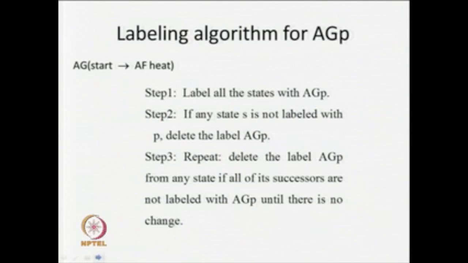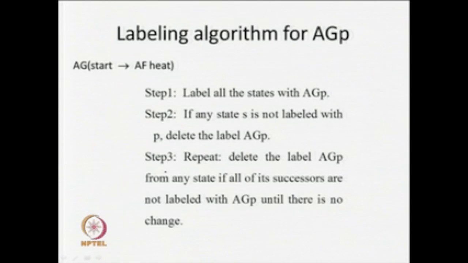In step 1, label all the states with AG P. Then, if any state is not labeled with P, delete the label AG P. Basically, initially we check where AG P is true, then we repeat these steps: delete the label AG P from any state if all of its successors are not labeled with AG P, until there is no change. So, we are going to repeat this step 3.